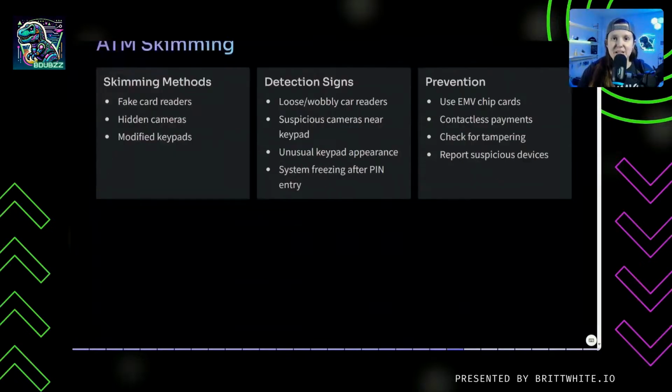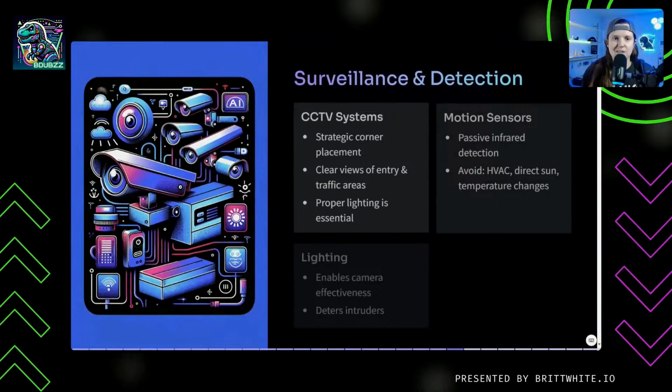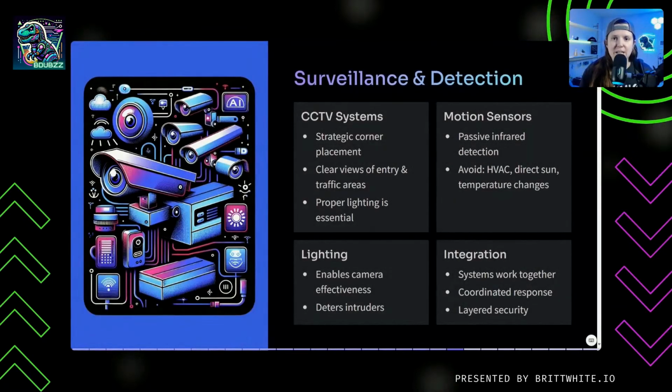Now, surveillance and detection are your facility's eyes and ears. CCTV cameras need strategic placement. Corners should give clear views of entry points in high-traffic areas. Modern high-definition cameras can capture faces clearly from 50 or more feet away, but only with proper lighting and positioning. A pro tip here is to avoid backlit areas that might create silhouettes.